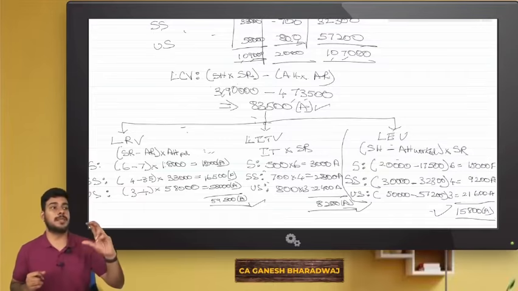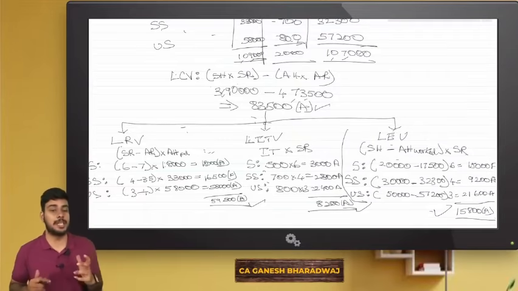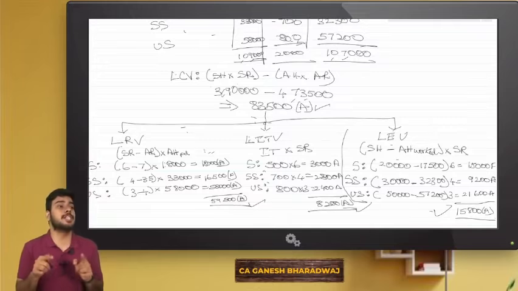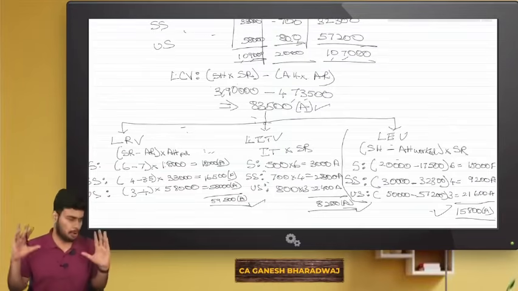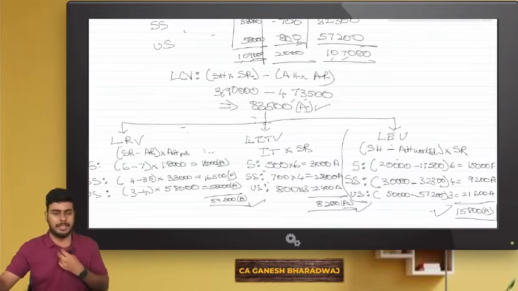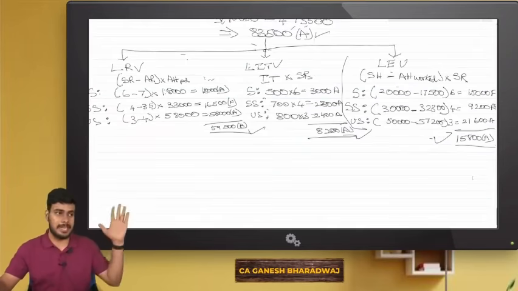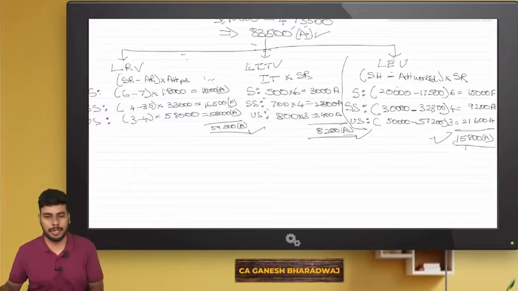Now, are we done with the question? No. Why? This question is about a multi-skill set, which means the labor efficiency variance has to be further classified into gang variance and yield variance. That's what we are going to do right now. This is something that we've already done in our material cost variance. A similar thing we are going to do here. Shall we do this together?